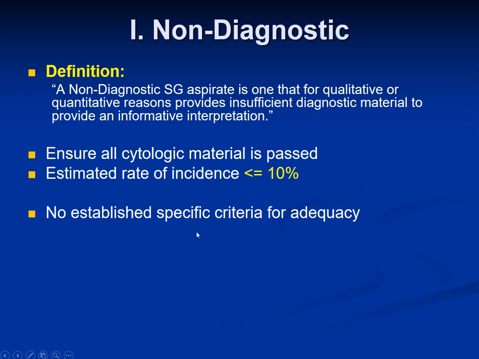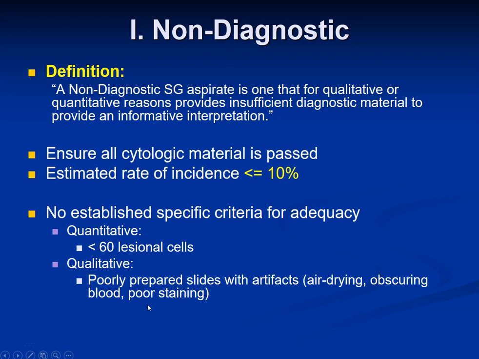There is no established specific criteria for adequacy, unfortunately, but the authors have put forward a quantitative criteria which can be used as a general guide, which is less than 60 lesional cells. You may recognize that this is similar to what has been mentioned in the Bethesda system for reporting thyroid cytology. Qualitative reasons can also be present for a non-diagnostic aspirate, for example, if the slides are poorly prepared or if there is marked artifact that precludes accurate evaluation.